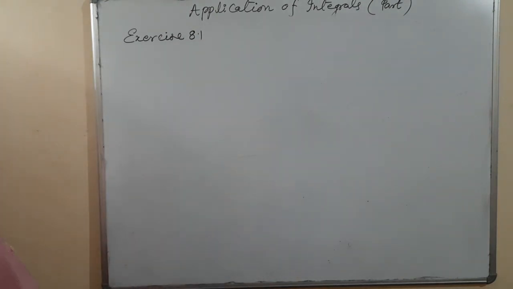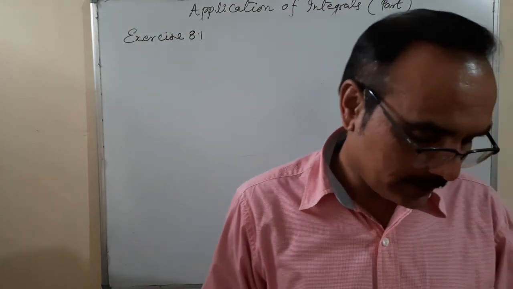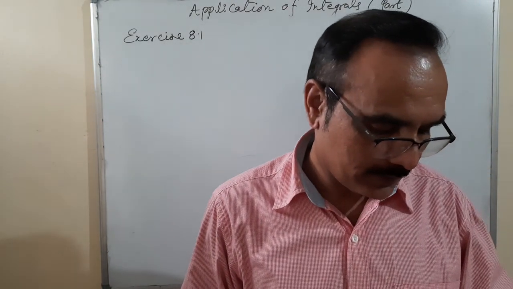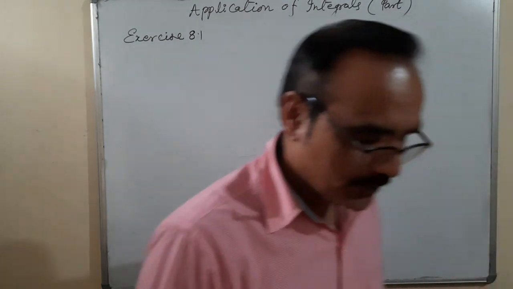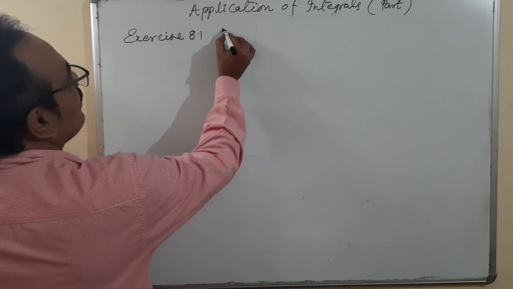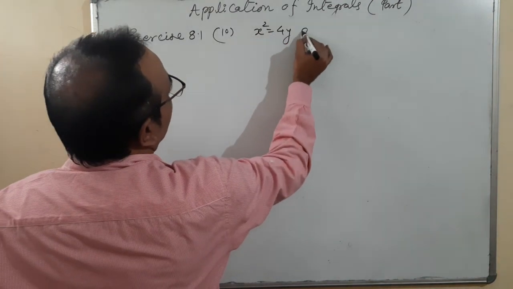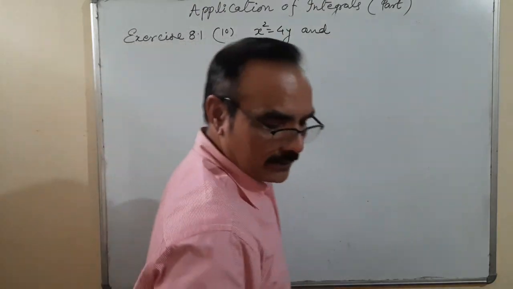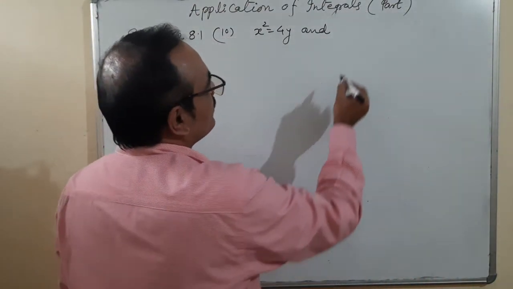And that is question number... I am taking question number 10. Find the area bounded by the curve x square is equal to 4y, x square is equal to 4y, and the line x is equal to 4y minus 2.